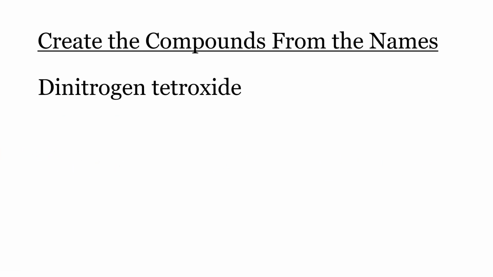Let's take a look at dinitrogen tetroxide. So dinitrogen, so di being 2, nitrogen being our N, our tet, which will be tetra, will mean 4, and then oxide being the oxygen. So 2 nitrogen atoms, 4 oxygen atoms. And so we're going to write this as our N2O4. So 2 nitrogens and 4 oxygens.